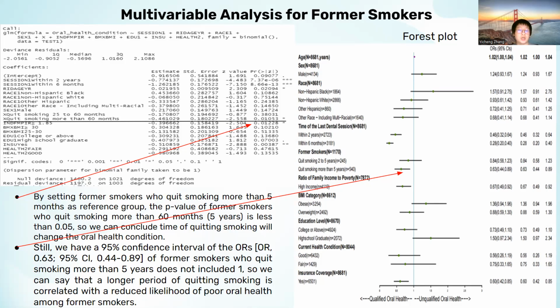So we can say that a longer period of quitting smoking is correlated with reduced likelihood of poor oral health among former smokers. However, there is one thing worth pondering here. That is, the former smokers who quit smoking 2 to 5 years do not display a clear difference from our reference group. So we might want to focus on finding a valid cutoff point for the length of time to quit smoking with different oral health conditions in our future studies.